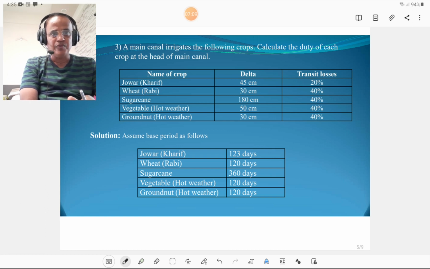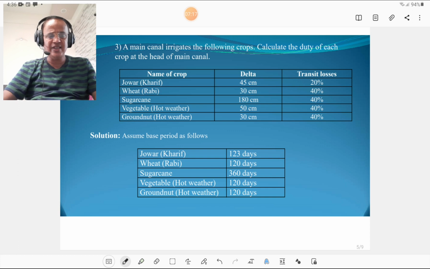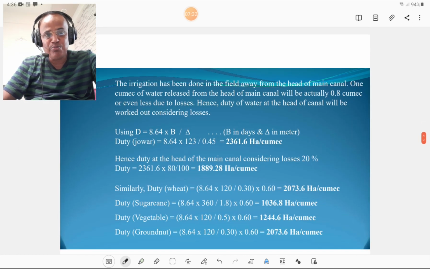So first of all, you must know the base period for all these crops. For jawar Kharif you know that base period is 123 days. For wheat Rabi the base period is 120 days. For sugarcane we know that it is perennial, so base period is 360 days. For vegetable hot weather it is 120 days, and for groundnut, also hot weather, 120 days base period.